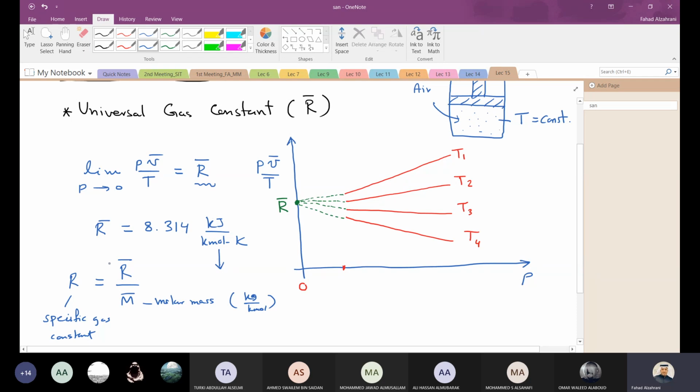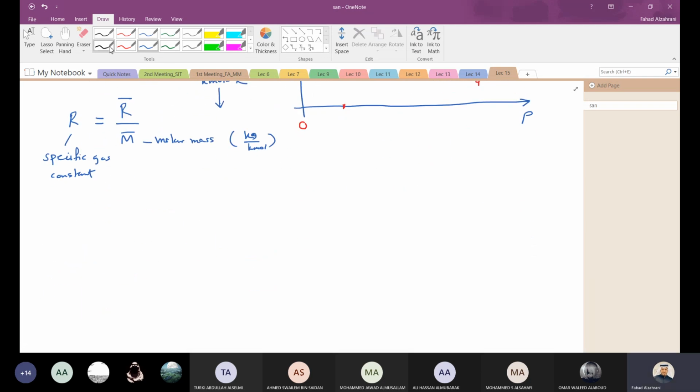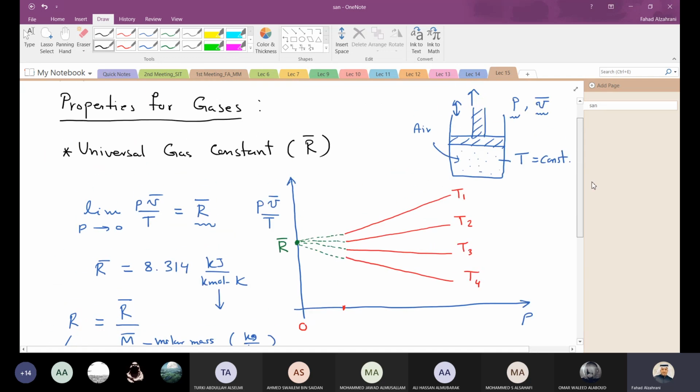Then, the second property I wanted to talk about, or parameter, is what's called the compressibility factor, which we call Z. So what is this compressibility factor?